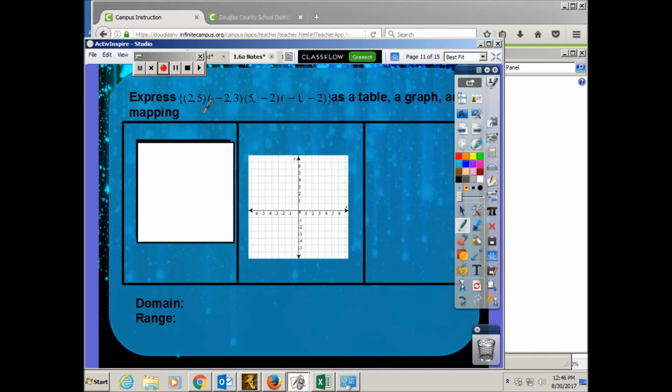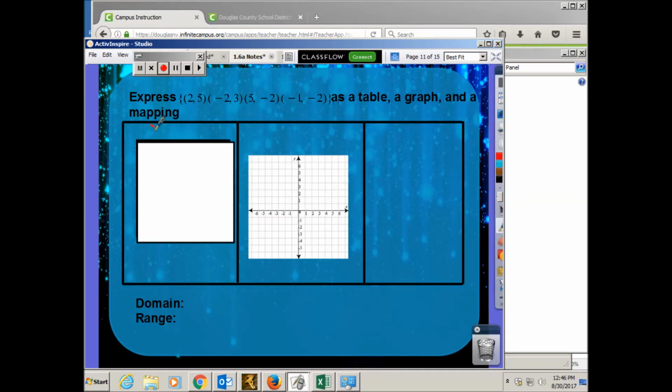So these are ordered pairs. To list it as a table, most students do not have a problem with this. You make a table. My first ordered pair is 2, 5. That's an x value of 2, a y value of 5. My second ordered pair, -2, 3. The third one, 5, -2. And the fourth is -1, -2.